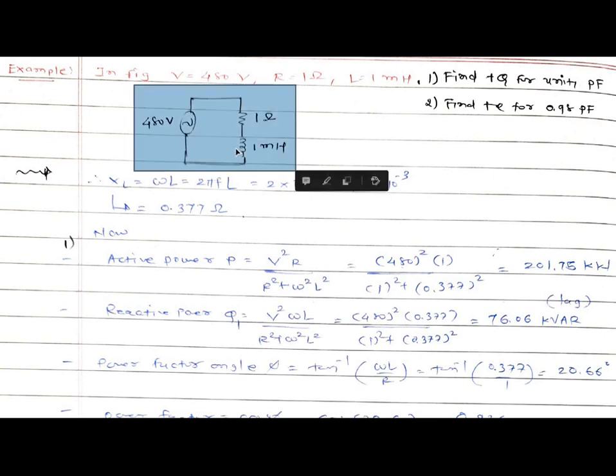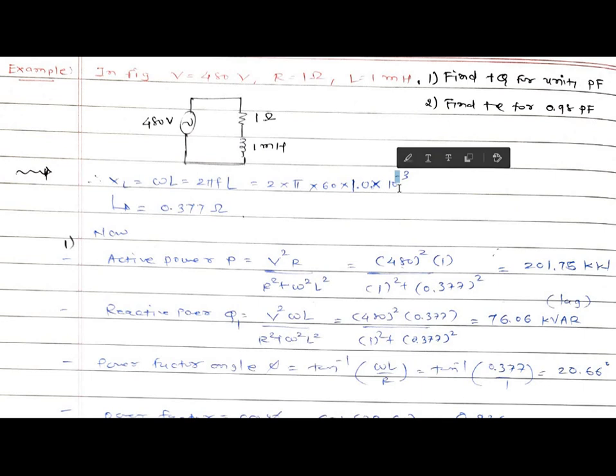So this is the figure in which 480 volt is the supply AC voltage, 1 ohm is the resistance on the load side, and 1 millihenry is the inductance on the load side. Now from these values we can find the inductive reactance. XL is equal to omega L, which is 2 pi f L, equal to 2 pi, with f equal to 60 and L equal to 1.0 into 10 raised to minus 3, where 10 raised to minus 3 is for the millihenry.